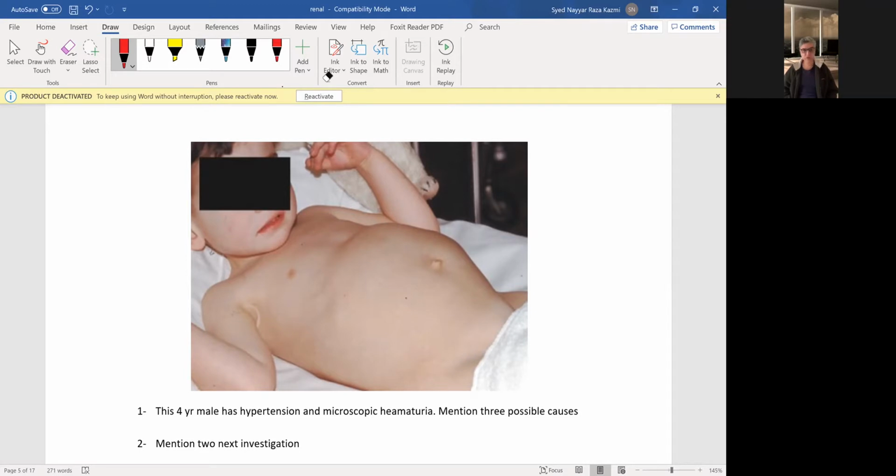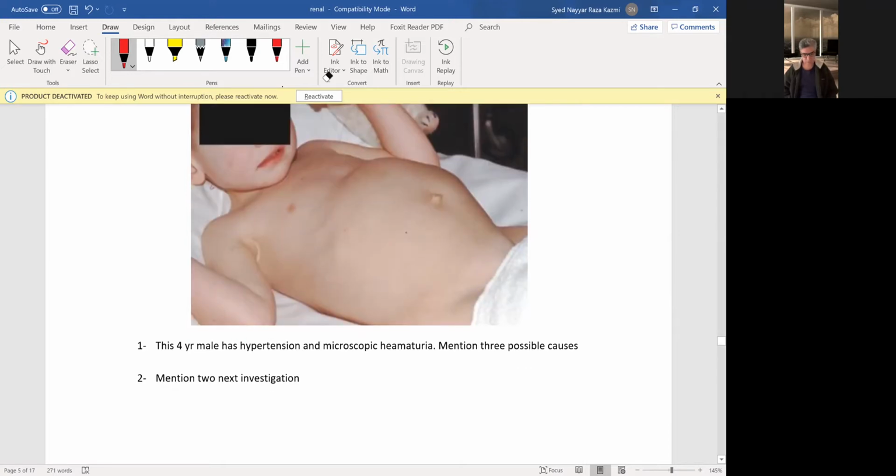Mention 2 investigations. Of course, the first line of investigation would be an ultrasound, a renal ultrasound. For the next investigation, there are different schools of thought. Somebody would say if you are suspecting renal pathology, you might go with a DMSA scan, but if you're not sure about that, a CT scan would be the best next step after an ultrasound has been done.